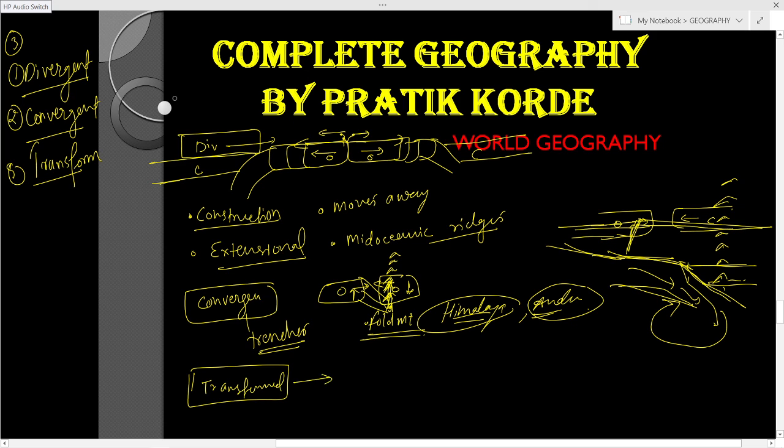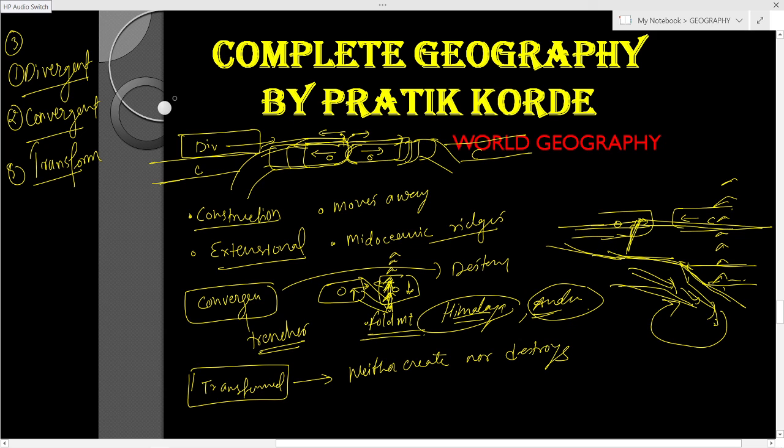Now the third, and not so important, is the transform boundary. For the transform boundary, it neither creates nor destroys. As far as convergent is concerned, it destroys. And for divergent it is creating, so it is called constructive. Construction here, destruction here, nothing takes place. And the good example for this is San Andreas. So the San Andreas Fault in USA is the best example.